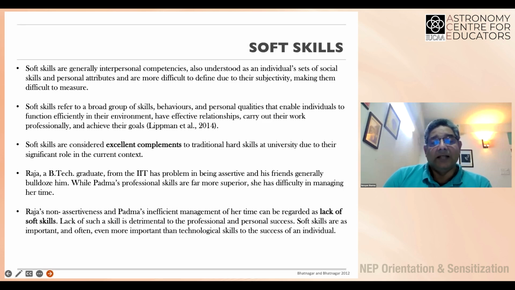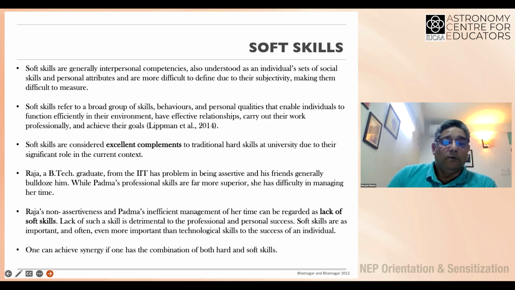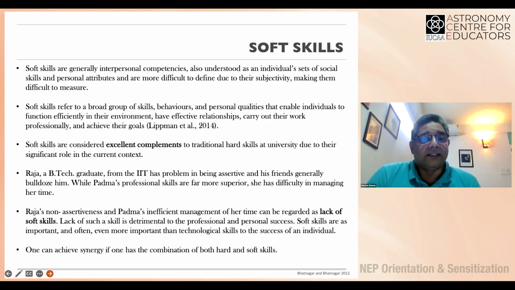So soft skills are as important. The book that I referred to, Bhatnagar and Bhatnagar, said that this is even more important than the technical skills to the success of an individual. However, as we already discussed, one can achieve synergy if one has the combination of both hard and soft skills.